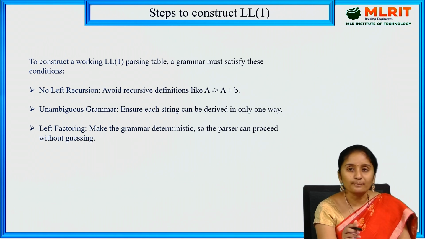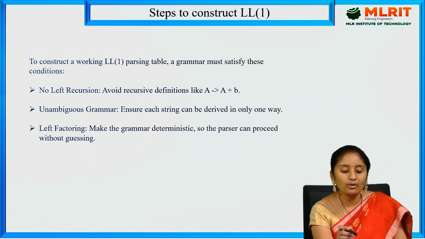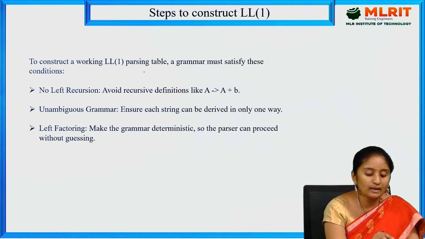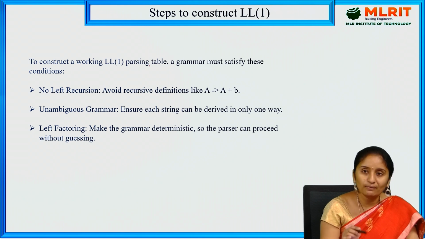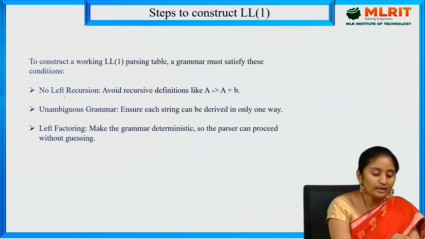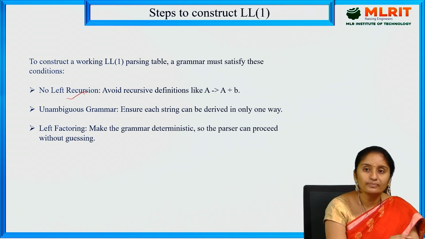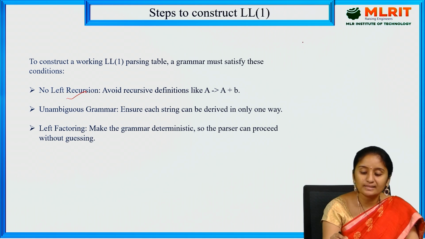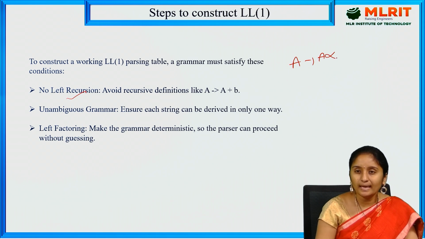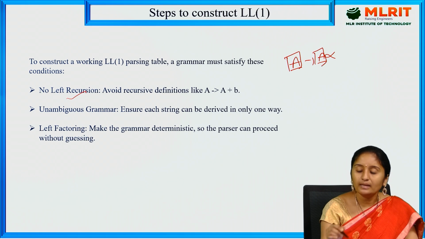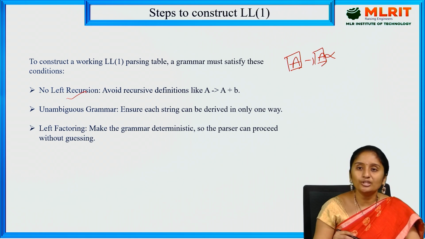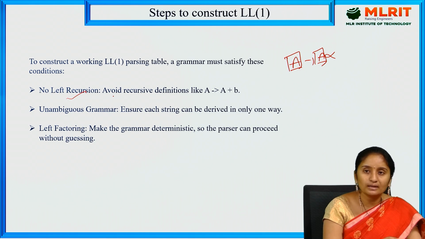So what are the steps used to construct the LL(1) parser? To construct the LL(1) parsing table, the given grammar must satisfy some conditions. It should not have left recursion. For example, if the given grammar consists of left recursion, in the form A produces A alpha, where the LHS and the RHS start with the same symbol, then it has left recursion. We need to avoid that left recursion.